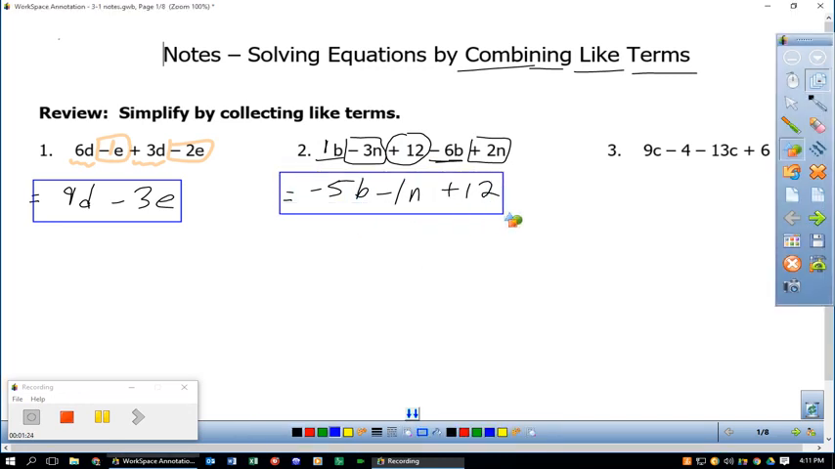Now, can you combine any of those? Would be the last question you could ask. B's, n's, and 12s, whole numbers. You can't put those three together, so that's it.